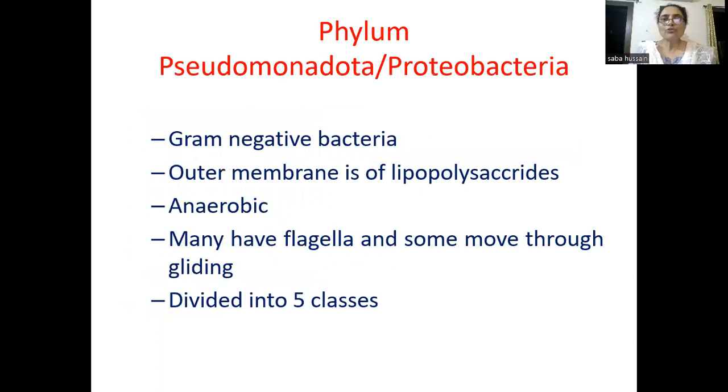Coming to phylum Pseudomonadota, or nowadays it is also called proteobacteria. I have listed some of the characteristic features of this phylum. The species of this phylum belong to gram-negative bacteria usually, but exceptions are there. Outer membrane is of lipopolysaccharides. They can be anaerobic in nature. Again, exceptions are there. Many have flagella and some move through gliding. So exceptions are there in this case also. And this phylum is further divided into 5 subclasses.